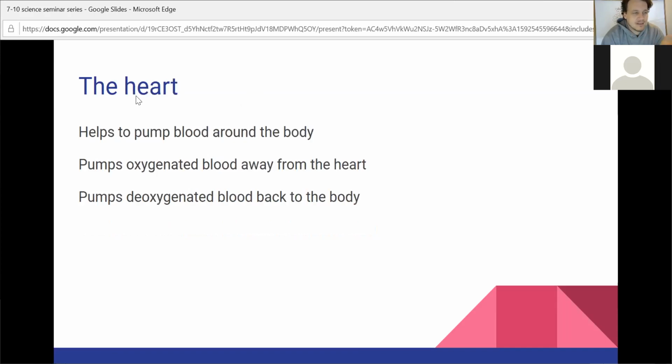So the heart, again, if the heart stops beating, very quickly the person stops breathing. So that's why they say if someone's had a cardiac arrest or the heart stopped, it's important to just keep their heart beating in some way or another with CPR. So it pumps oxygenated blood away from the heart and pumps deoxygenated blood to the lungs, not to the body. That's my bad there. Good proofreading.